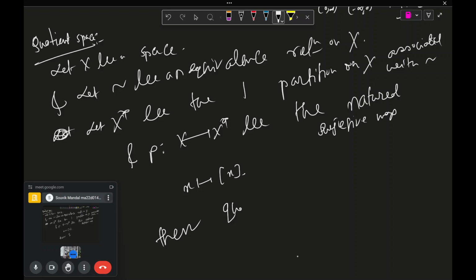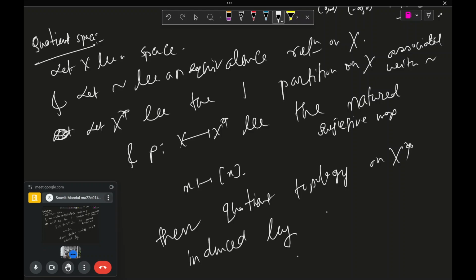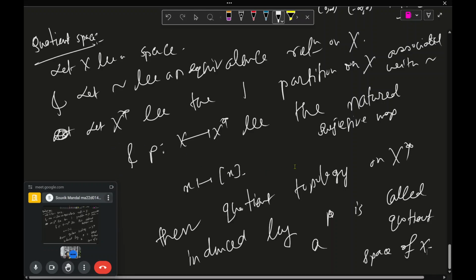Then the quotient topology on X star induced by p is called the quotient space of X. Okay, that is the definition.